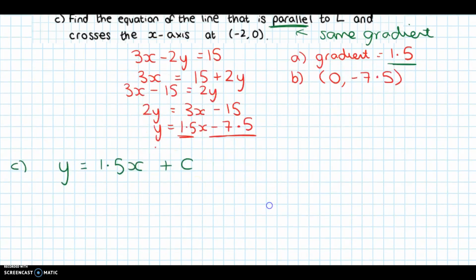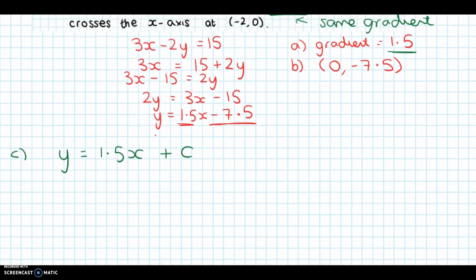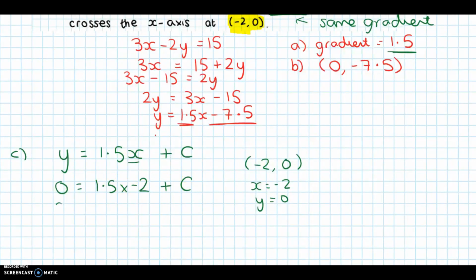And these questions will always kind of follow this same pattern. We then need to work out c. And if you look in the question here, they give us a point on the line. And we always use that point on the line to substitute in to work out c. So we're given the point minus 2, 0, which tells us when x equals minus 2, y equals 0. So y is 0. If x is minus 2, that's 1.5 times minus 2 plus c.